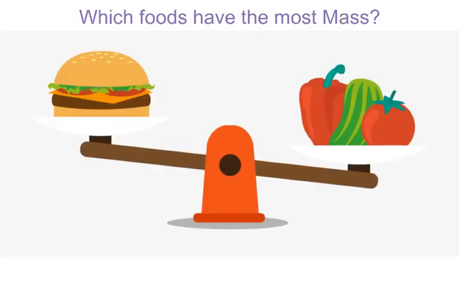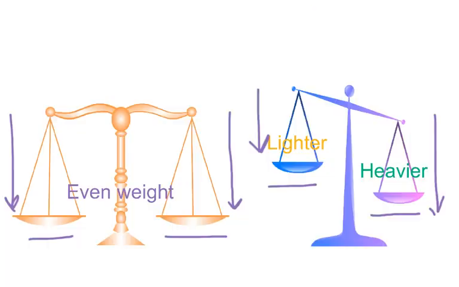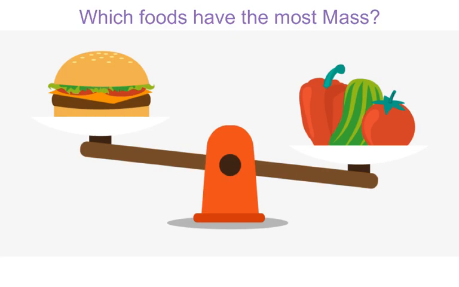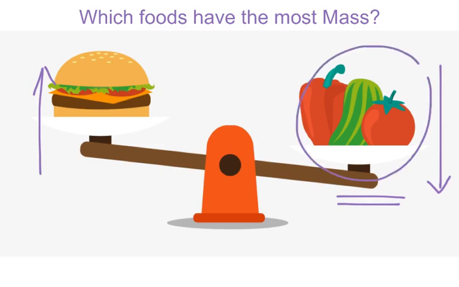Have a look at this picture. Which foods have the most mass? Think back to those scales. Heavier and lighter. Which foods have the most mass? Well done. You can see here that the scale is lower. And here the scale is higher. So therefore, these vegetables have the most mass.